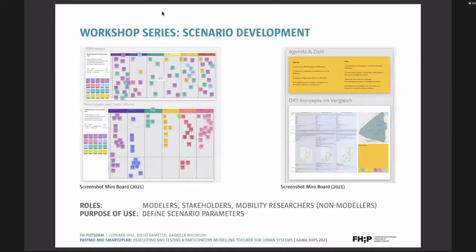So subsequently we created together the parameters for the scenario development. We performed a deep analysis with stakeholders, researchers, and modelers, and we made several rounds of scenario conceptualization. The discussion was then translated into three mobility concepts that were later operationalized in Gamma.